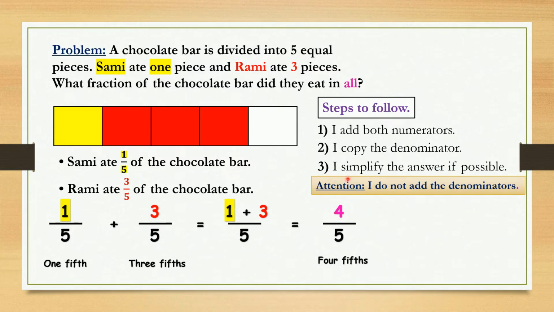Third and last step, I simplify the answer if possible. Here, the fraction 4/5 cannot be simplified because 4 and 5 only have 1 as a common divisor. In the end, I box the answer.